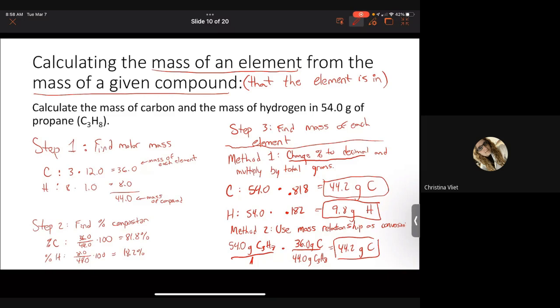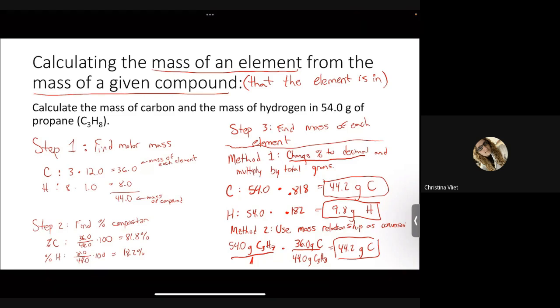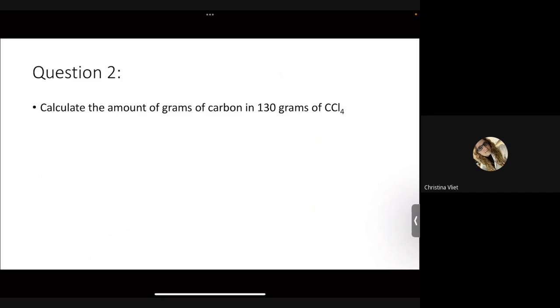All right, let's go ahead and do this again. So question 2, calculate the amount of grams of carbon in 130 grams CCl4. This time, like I said, 3 questions. First question, I do alone. Second question, if you want to beat me to the answer, please feel free. And third question will be yours to do on your own. And then we'll be done with the lesson. Second question, calculate the amount of grams of carbon in 130 grams of CCl4. Use whatever technique you want. That works. Any relationship that makes sense.